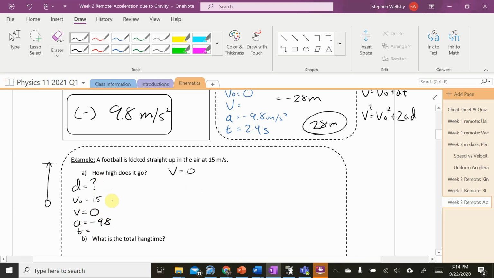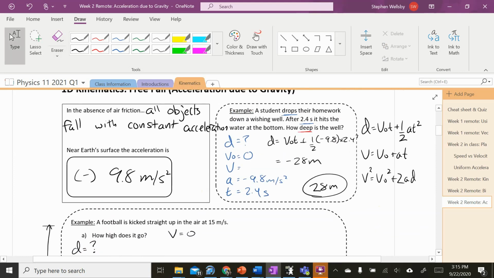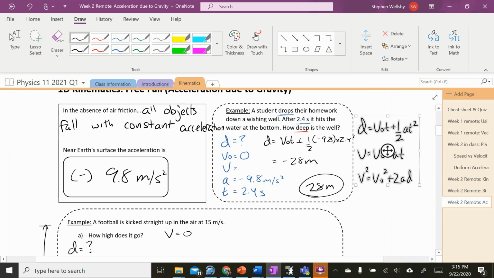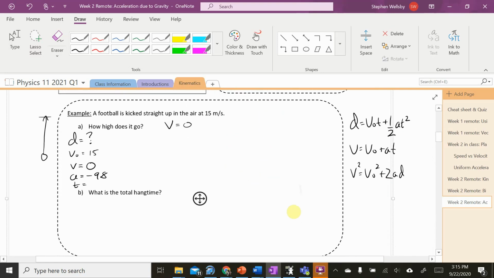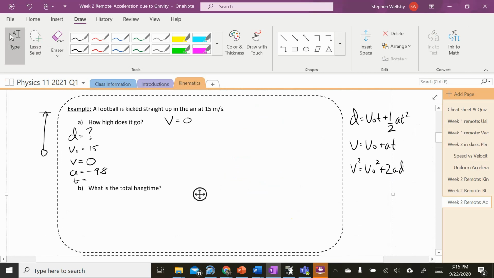So in this case here, we've got these variables, D, V naught, V, and A. Which of these 3 formulas on the right can we use to solve that problem? Let's shift these down here. Which of these 3 is going to work for you here? Well, there's only one that involves all 4 of those variables, and that's equation number 3. So in this case here, let's try equation number 3 out, see what happens.